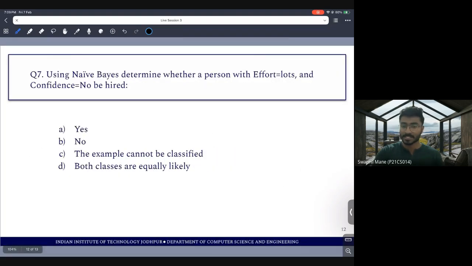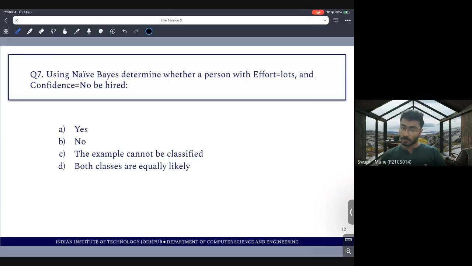This is the last question we are discussing. This is also related to the table which we have shown earlier. Using a naive Bayes classifier, determine whether the person with effort lots and confidence no will be hired.